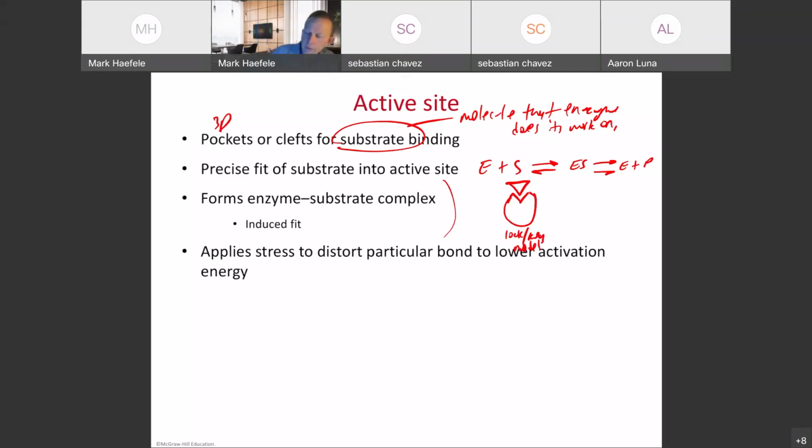However, in reality, what we actually have is what's called induced fit. Now, induced fit basically means that there is no pre-established pocket in just the enzyme by itself. So basically, an enzyme by itself, think of it sort of like a beanbag chair.